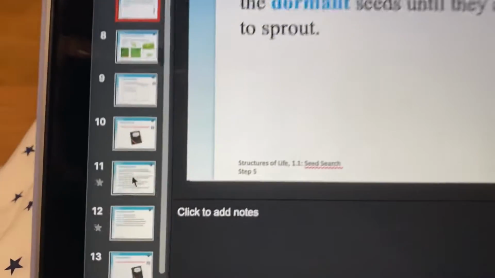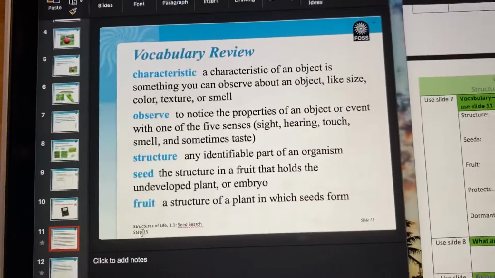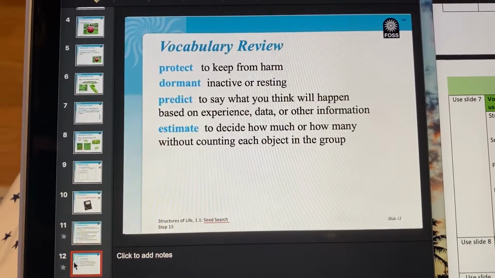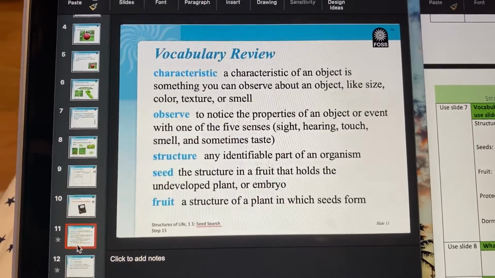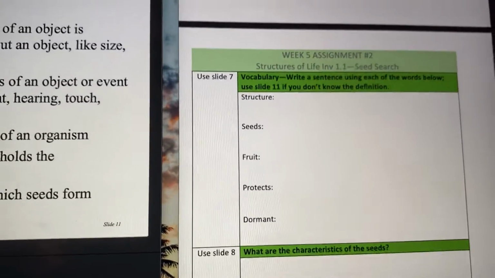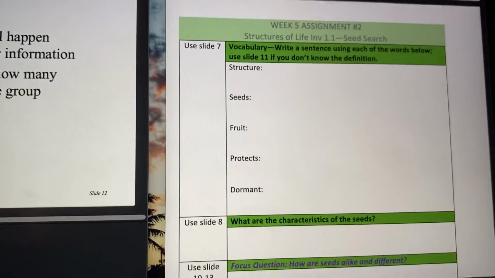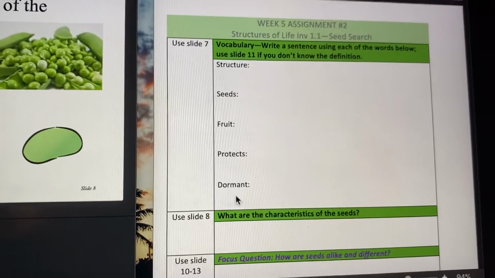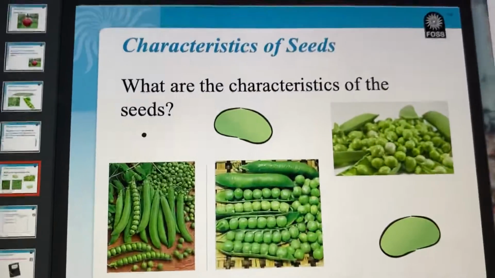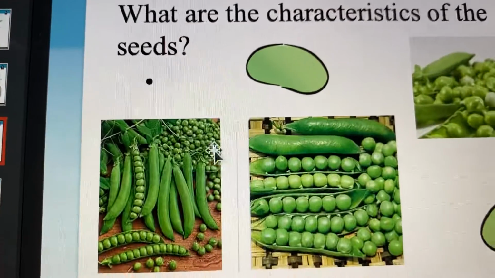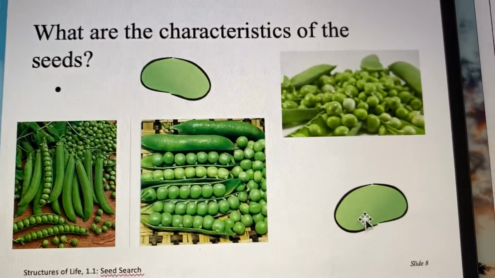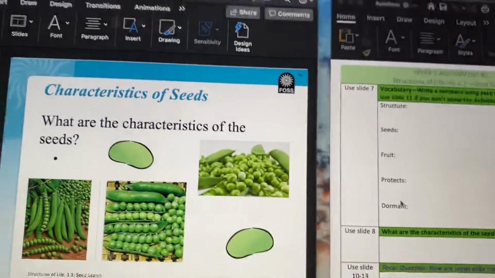you can go to slide 11, and here you have all the vocab words. And you even have it on slide 12. So what they're asking is for you to make a sentence with these vocabulary words. Then slide 8 is asking what are the characteristics of the seeds. So what are some things that you guys can describe to me about the seeds? What are the seeds? What do they look like to you?